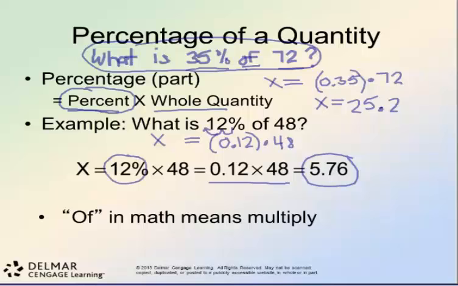And again, you could have estimated this. 12% is near 10%, and 10% of 48 would just be 4.8. So since we're taking 12% of 48, we should get a number larger than 4.8, which we did. We got 5.76. So as we said earlier, of in math generally means to multiply. So that of helps us to multiply the decimal equivalent of the percent times the whole quantity.